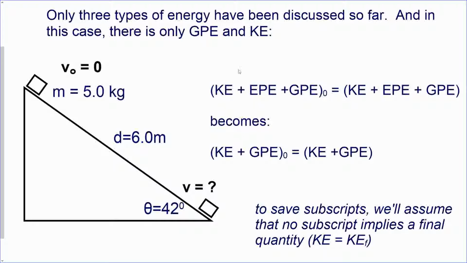We take the initial energy we start with, set it equal to the final energy that we end with. Notice here that these terms are going to cancel out. So this spring potential energy and this spring potential energy are 0, and we're left with kinetic energy and gravitational potential energy we start with has to equal the kinetic energy and gravitational potential energy we end with. To save on subscripts, we'll assume that no subscript implies a final quantity. So in other words, KE will equal KE final. At the top, do we have any kinetic energy? No. At the bottom, do we have any potential energy? No.